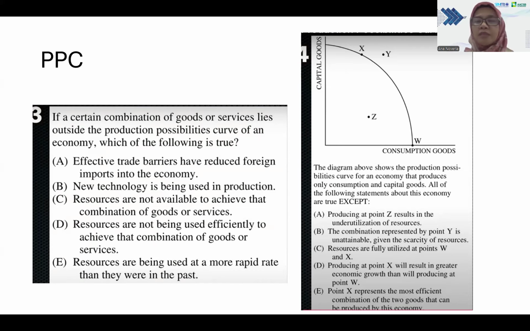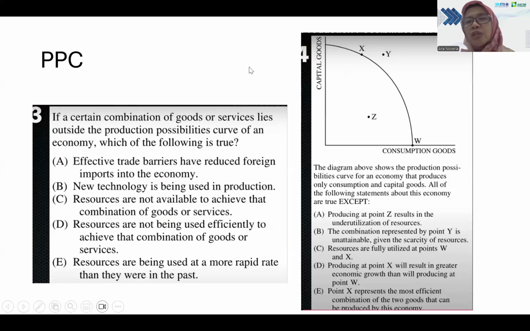For the PPC, because we're talking about resources to produce goods, let's say two goods. When we use all the resources and the output is on the line, on the curve, on the PPC, we can say that it's efficient. But if it's below the PPC, that means we are not using the resources efficiently, at point Z.